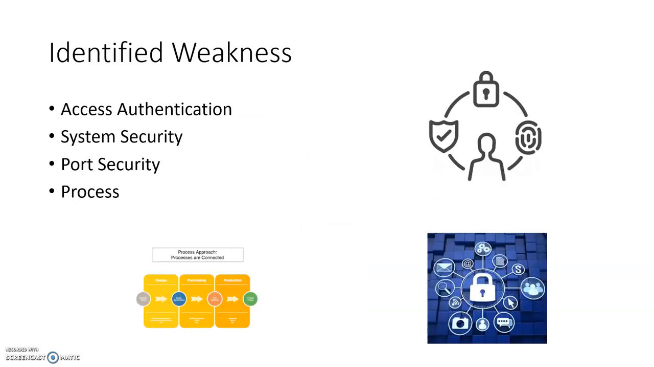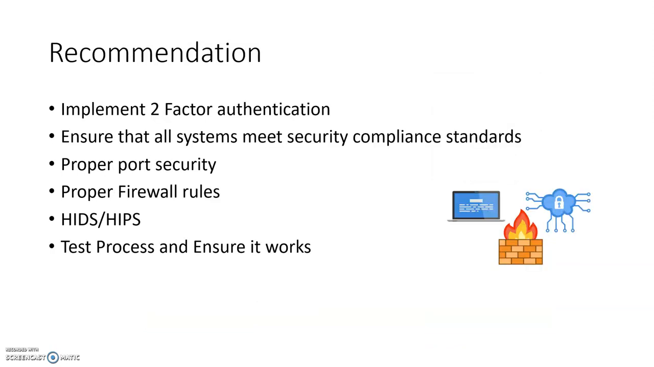Identified weaknesses were access authentication, system security, port security, and process issues. Recommendations were to implement two-factor authentication, to ensure that all systems meet security appliance standards, that there's proper security, proper firewall rules, better use of HIDS or HIPS, and to ensure that the process is tested and works, and is tested often.